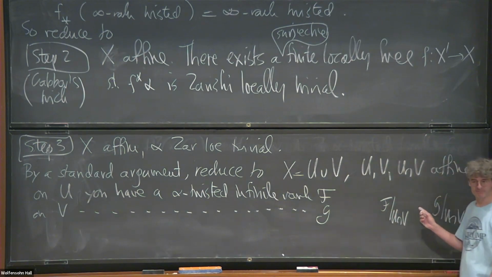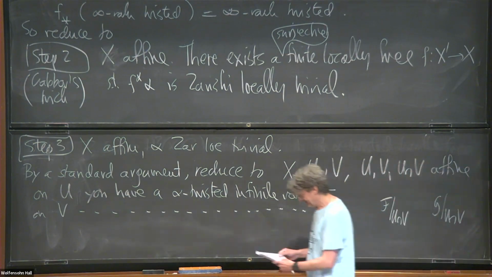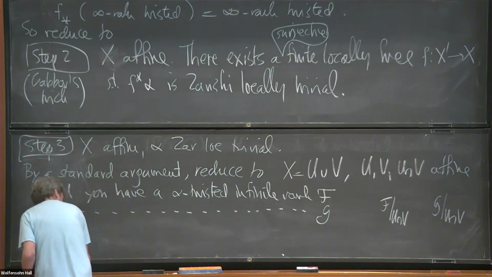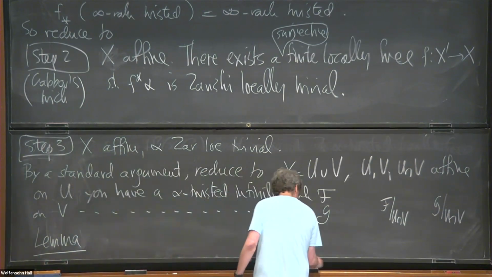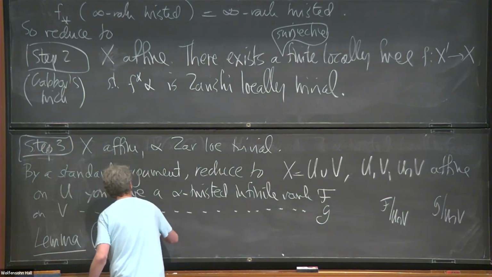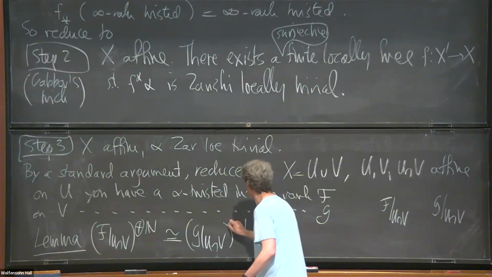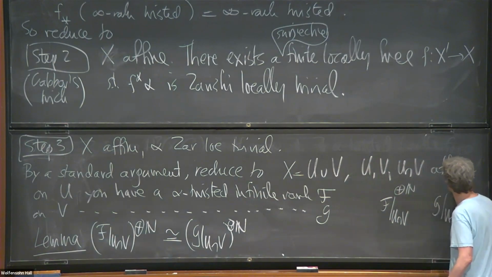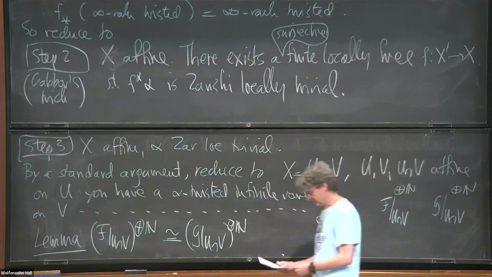I don't know how to prove that, but I know how to prove it when you put a direct sum n over this. So the lemma that you have to prove, and the arguments are very similar, uses the Eilenberg swindle. You have to prove that F restricted to U intersect V, with countably many copies, is isomorphic to G restricted to U intersect V. And then you just glue this to this, and they're still countable infinite rank modules.